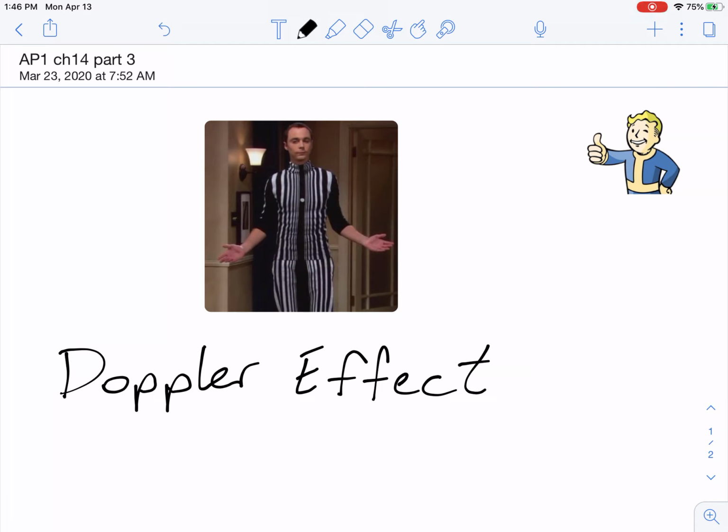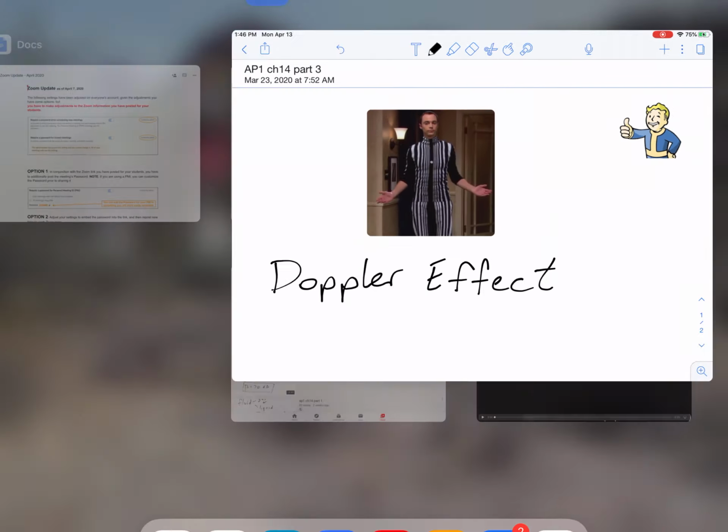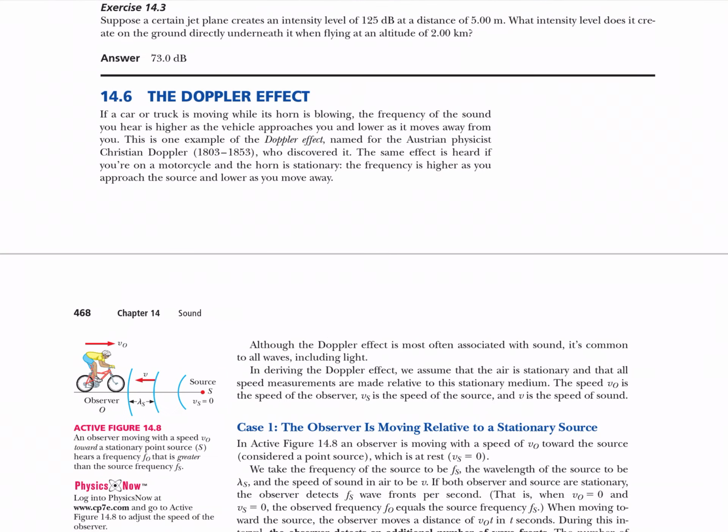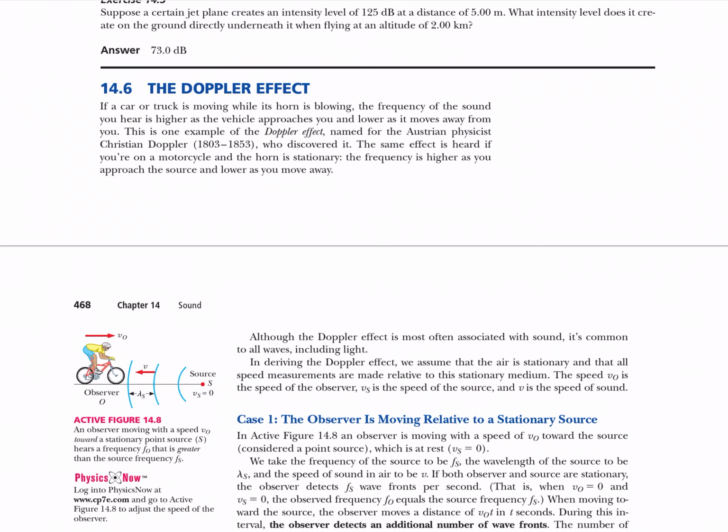Anyways, today we are going to finish chapter 14. We're going to be doing the third video part, and this video is on a process called the Doppler effect. Woohoo! All right, Doppler effect, page 468. Well, technically the bottom of 467, but page 468.